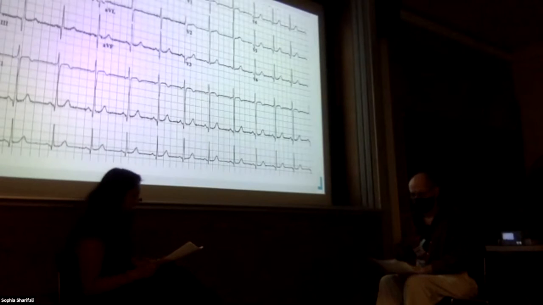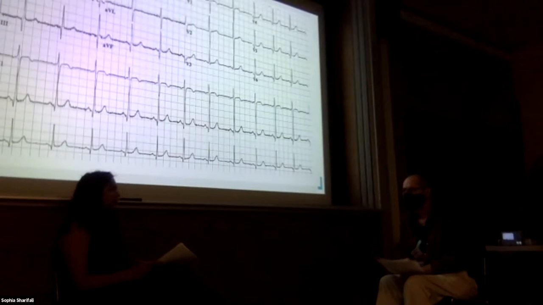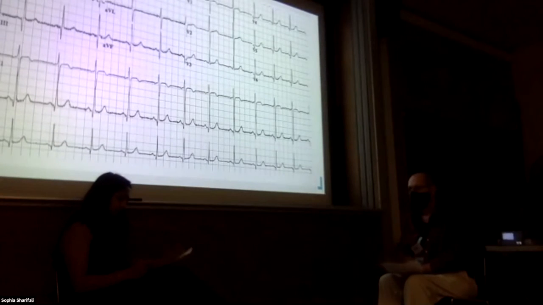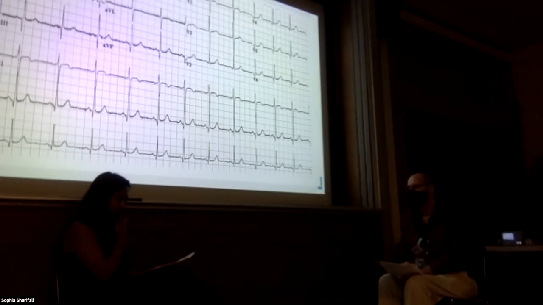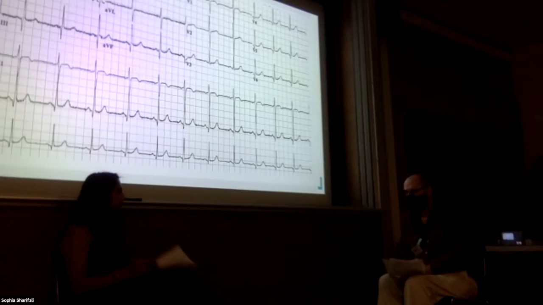Looks pretty good. Can I just get a repeat set of vitals? Sure. His blood pressure is now 170 over 100. His pulse is 100. Okay. And how's the patient looking now? I don't know, doc. You know, he's still complaining of a lot of pain.